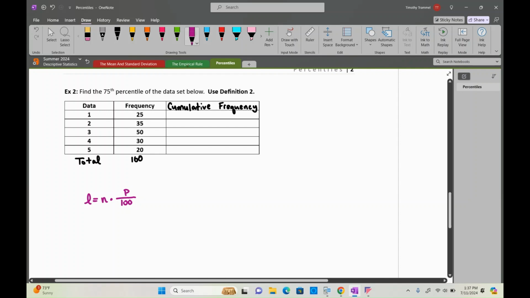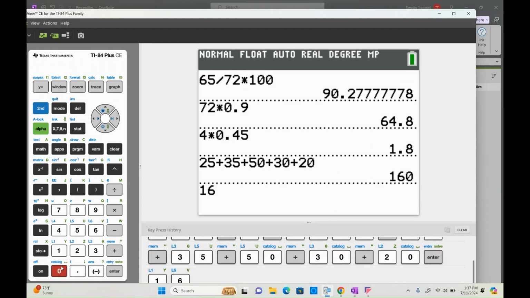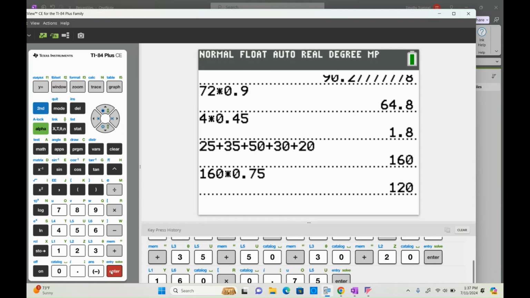So now that we know that, we can come over here and we can write in a 160. We're trying to find the 75th percentile, so P is 75. So we'll just do 160 times 0.75. Let's see what that gives us. So we get 120. Go ahead and record that.